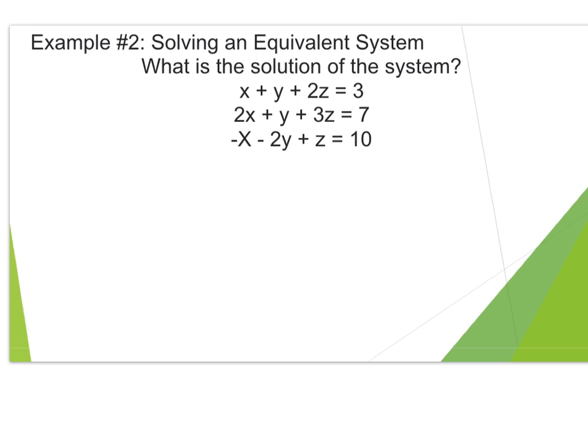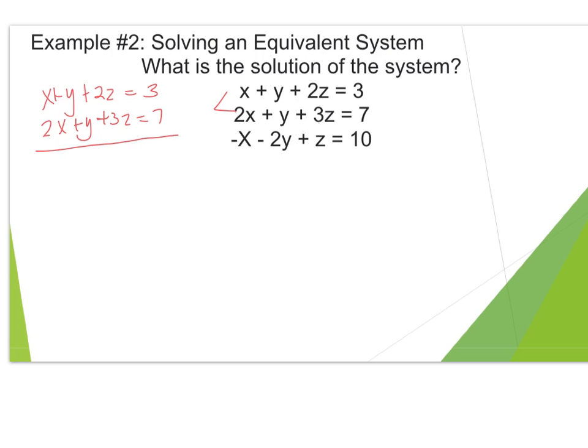Okay, in example 2, again we'll begin to solve the same way using elimination. So again, we're going to start with our first two. So we have x plus y plus 2z equals 3. And we have 2x plus y plus 3z equals 7. Okay, we have to choose what we want to eliminate. In this case, I am going to decide to choose my y's because they're single, and if I'm going to eliminate one, I just need to make one of them negative.